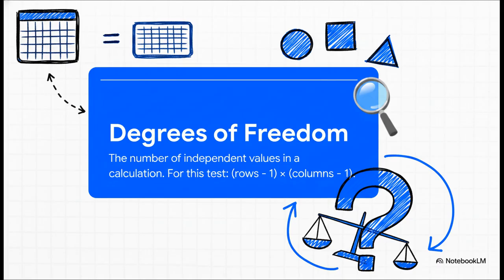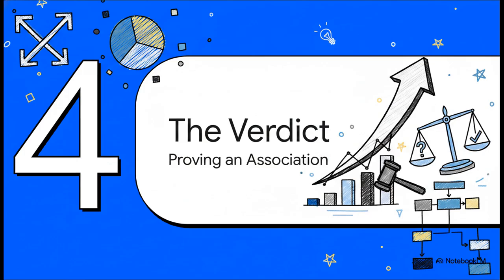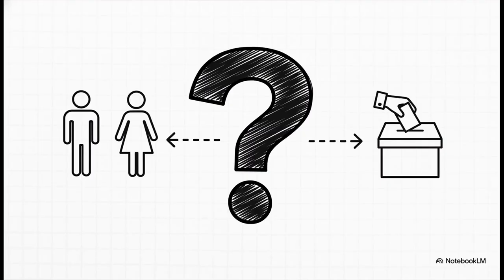All right, we have all the pieces of the puzzle: our observed data, our expected data, and the test to measure the difference between them. Let's get to the climax and see how it all comes together. We'll switch to a classic example to see how we get to a final verdict. Let's raise the stakes a bit. We can apply this exact same logic to a classic question in political science. Is there a statistically significant association between a person's gender and their voting preference?